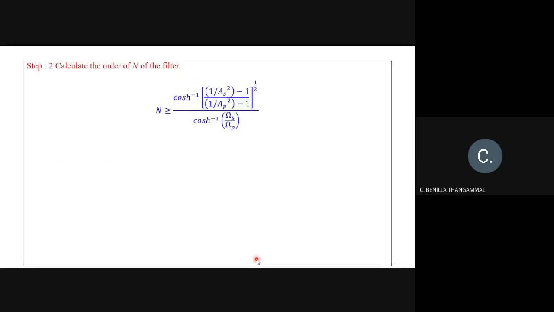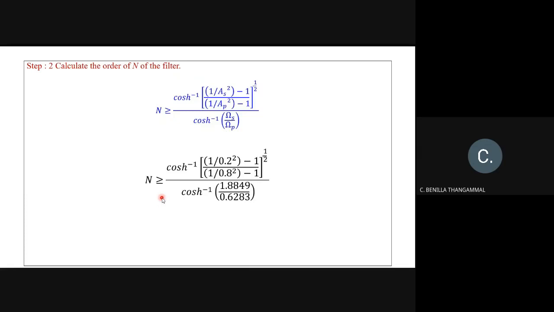For a Chebyshev filter, the order of the filter is given by N is greater than or equal to cosh inverse of (1 by AS square minus 1 divided by 1 by AP square minus 1) whole power 1 by 2, divided by cosh inverse of omega s by omega p. So by substituting the values of AS, AP, omega s and omega p, you'll get your values here. So take your calculator.